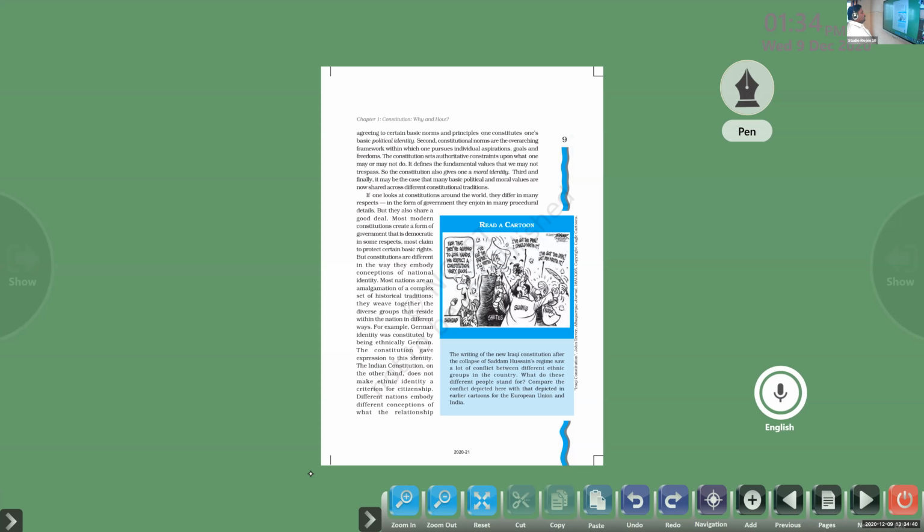For example, German identity was constituted by being ethnically German. The constitution gave expression to this identity. The Indian constitution, on the other hand, does not make ethnic identity a criterion for citizenship. So Germany gave a chance to all the Germans as citizens of that country, clear or not? German identity was constituted by being ethnically German, the German people, the Aryan race. So they are giving chances only for those people to become citizens of that country.